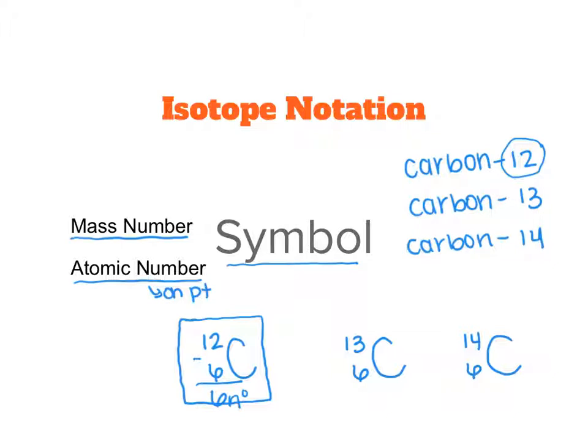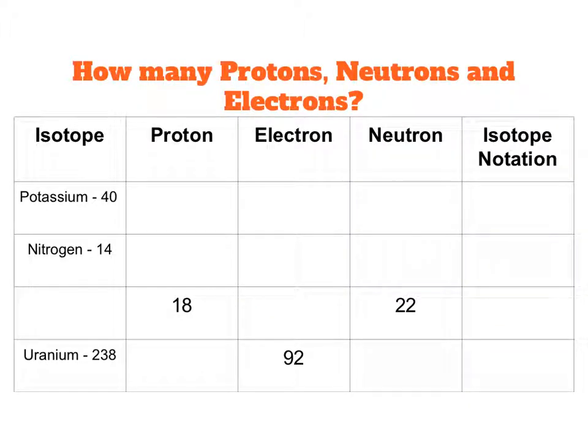Okay, let's try one of these. So I'm going to do one with you, and then I'll give you guys some time to try the other ones. So potassium 40, remember that 40 is our mass number, which we're going to need to do some calculations from. Okay, so the first thing I want to do is find potassium on my periodic table.